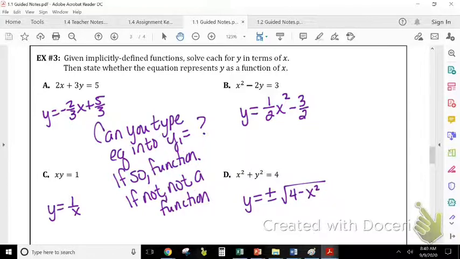Well, do I have a plus or minus button on my calculator? I don't. So the only way we could look at this one is if we typed in y1, let's say we pick one of them, so let's do the negative. And in y2, we have to type in the positive. Therefore, because I had to use y1 and y2 to type that equation into my calculator, it is not a function.